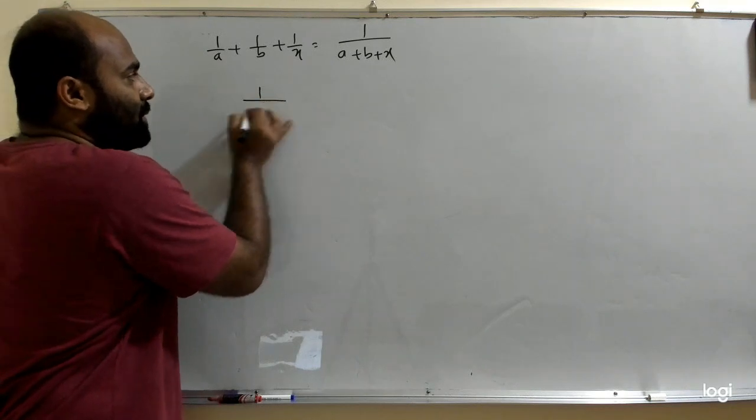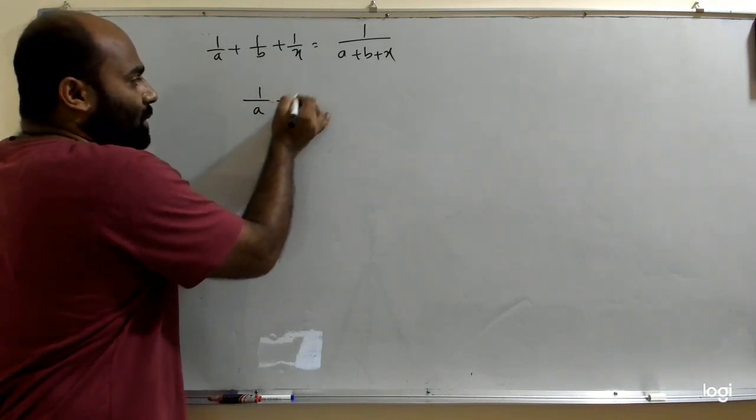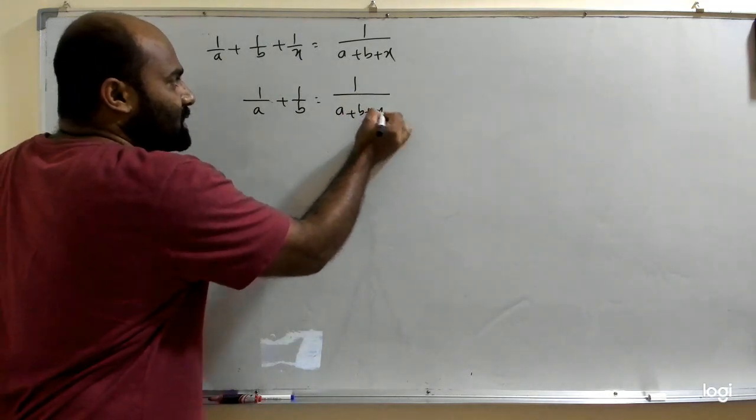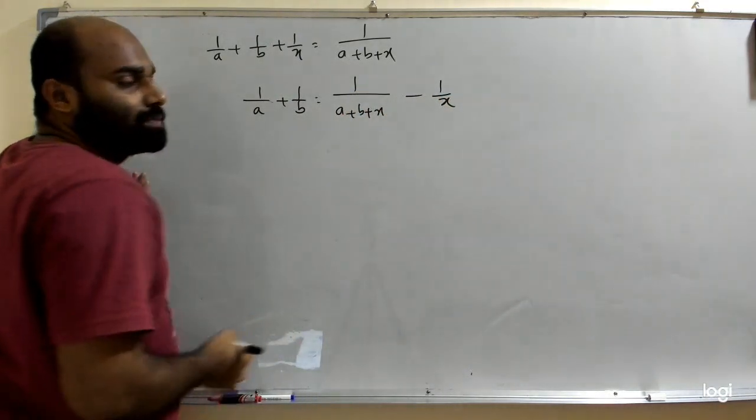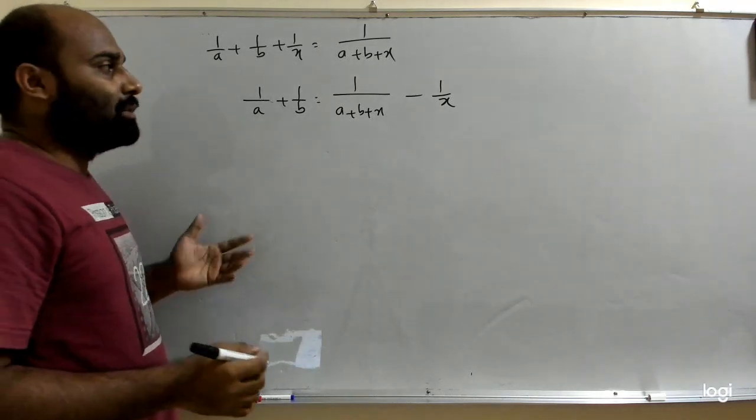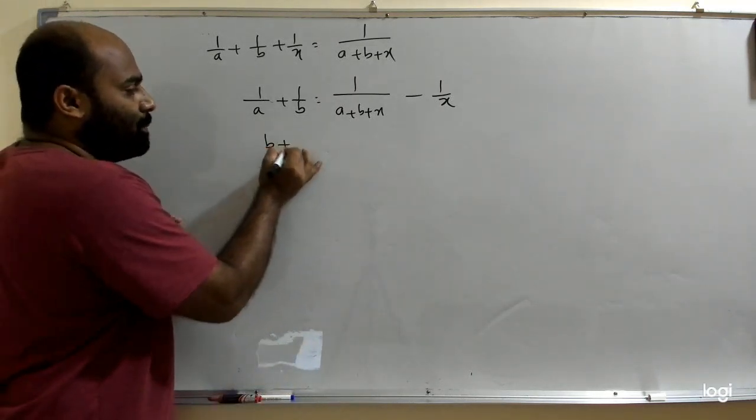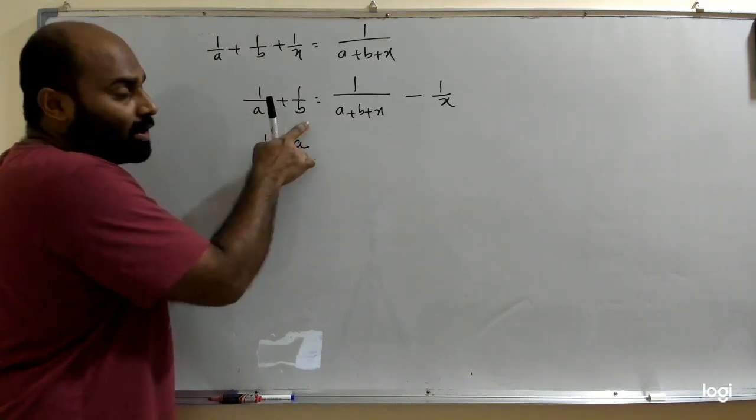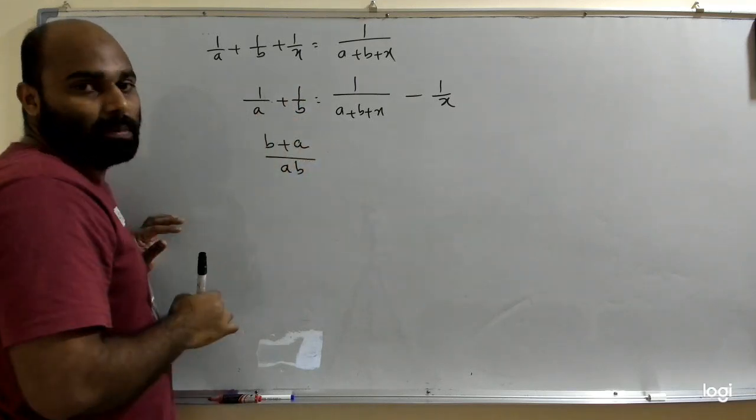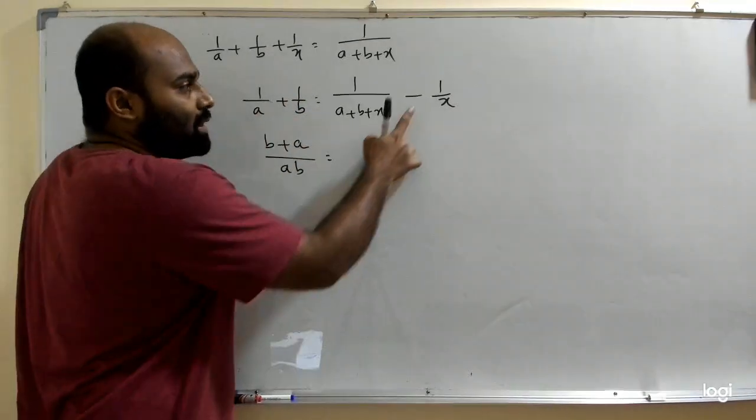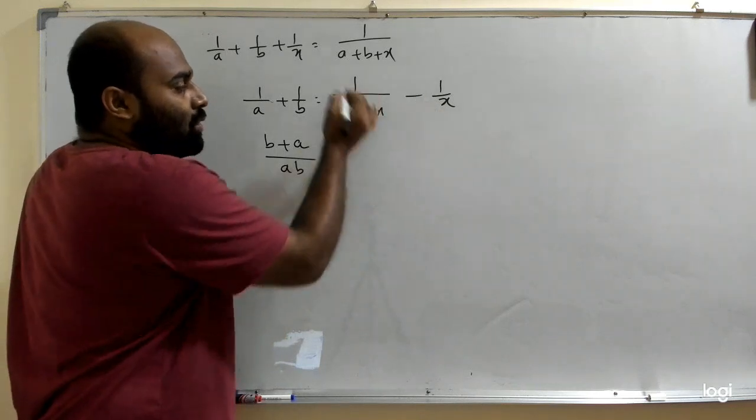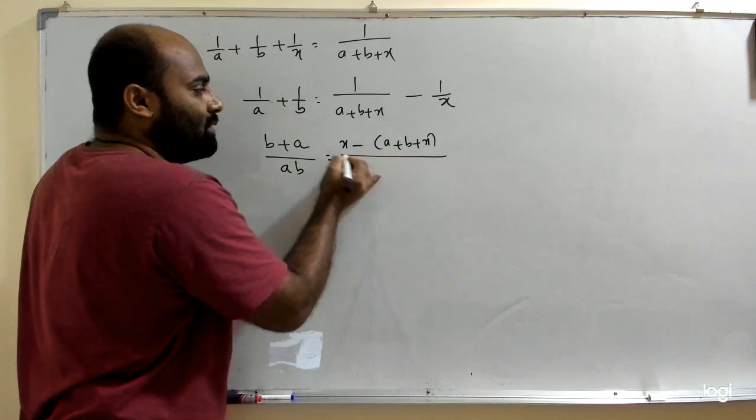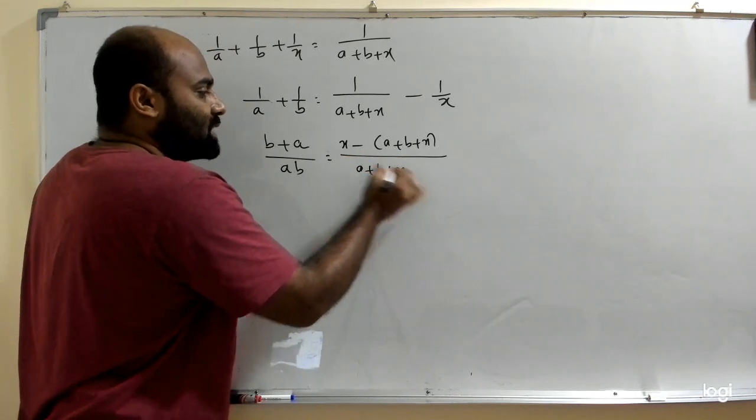So the left side will be 1/a + 1/b. This is the easy way, otherwise the steps will be more. On the right side, 1/(a+b+x) minus 1/x will be there. Now take LCM, which means cross multiplication. So (b+a)/ab on the left. On the right side also the same thing, but don't forget there is a minus: (1·x − (a+b+x)) divided by (a+b+x)·x.